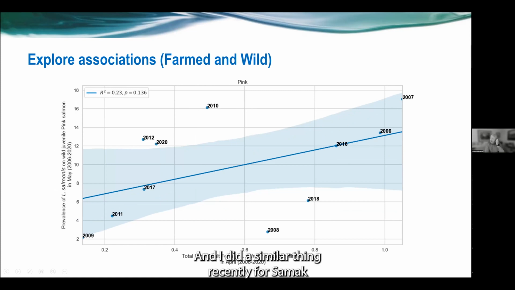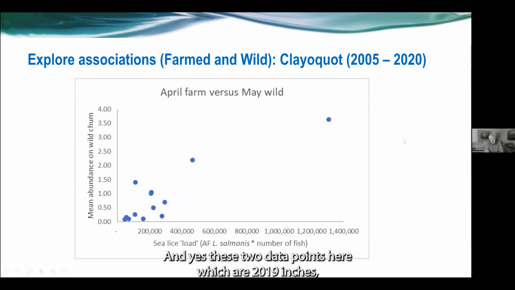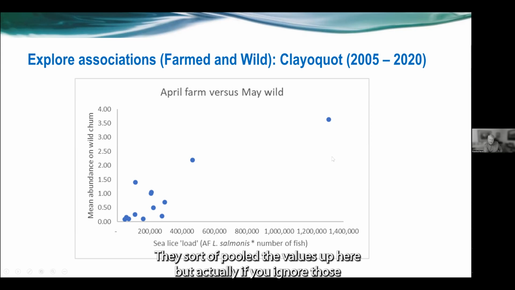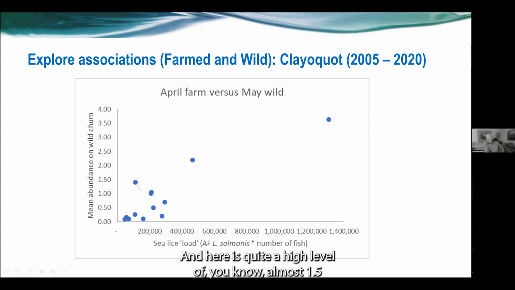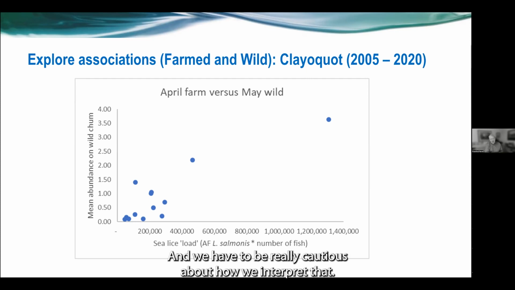And I did a similar thing recently for Cermaq, for their farms and wild data in the Clayoquot Sound area. And yes, these two data points here, which were 2018 and 2019 respectively, pull the values up. But if you ignore those and look at the rest of these points, this is the third or fourth highest level on farms, but one of the lowest levels of mean abundance on wild fish. And here's quite a high level of almost 1.5 total sea lice per wild chum, and yet there was a very, very low level of sea lice on the farm. So this very strict correlative association, I don't think actually holds across BC, and we have to be really cautious about how we interpret that.